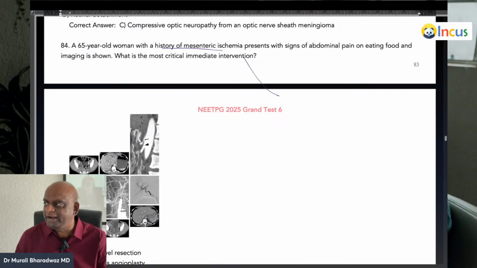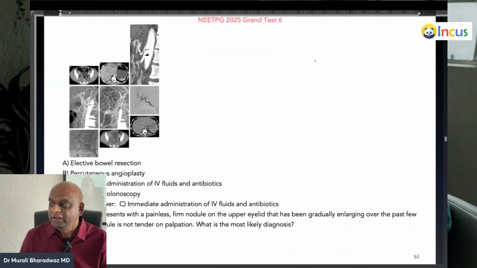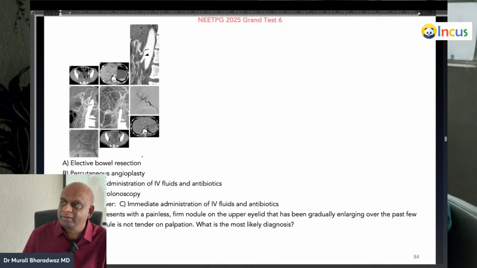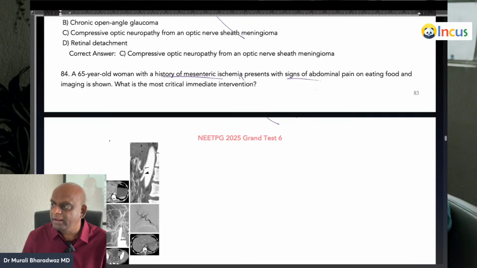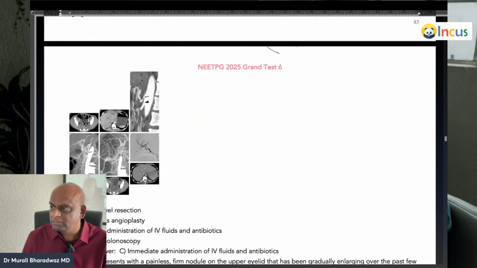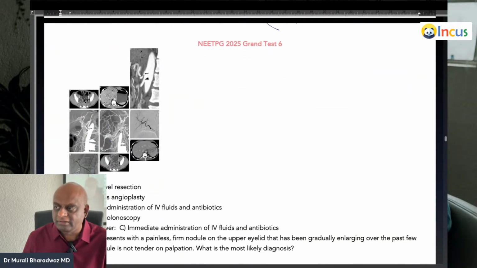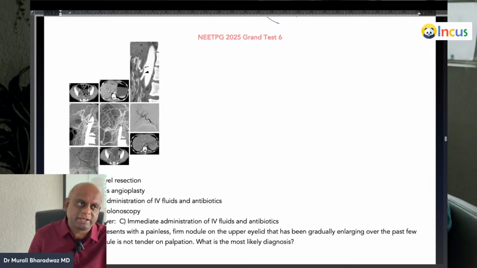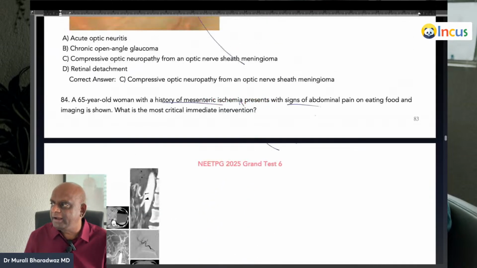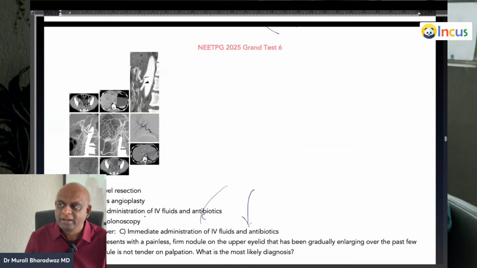65-year-old with history of mesenteric ischemia with signs of abdominal pain on eating food. So what you need to do? There is a development of intestinal signs of abdominal pain, right? First you need to always do ABC. Circulation you need to restore by giving IV fluids, hypertension will happen because of that.